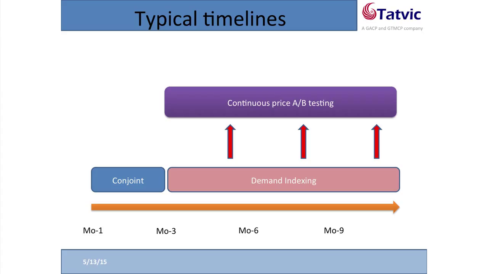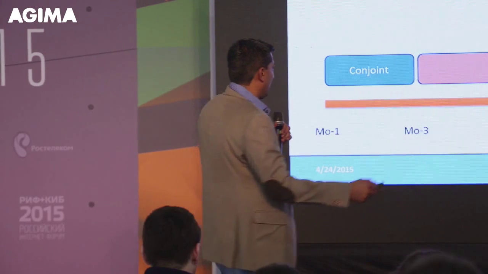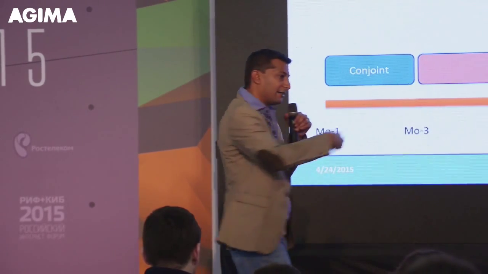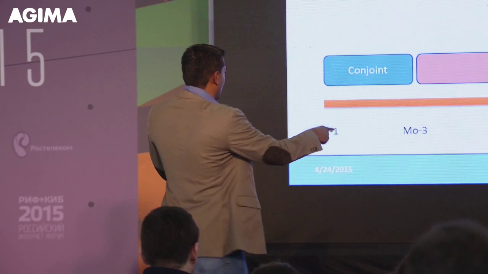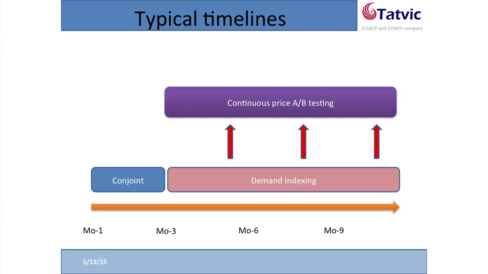From a typical execution standpoint, you should do this conjoint process first, and it's not easy. It will take a couple of months of implementation, data collection, data analysis, and some more research. Then you should have the continuous demand indexing that I showed you earlier, and these two things put together should lead to the continuous price A/B testing that I showed you in the third section.